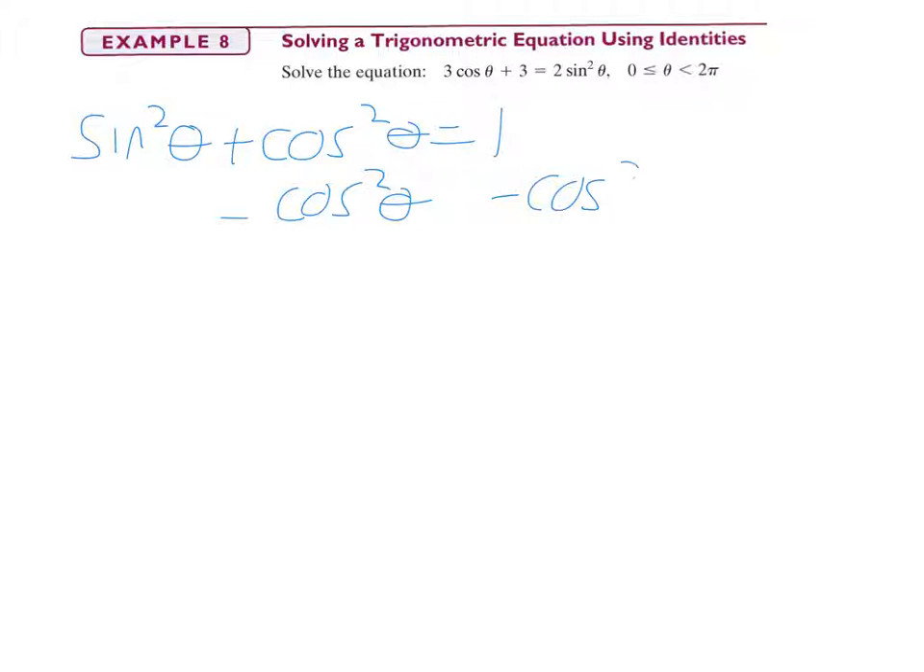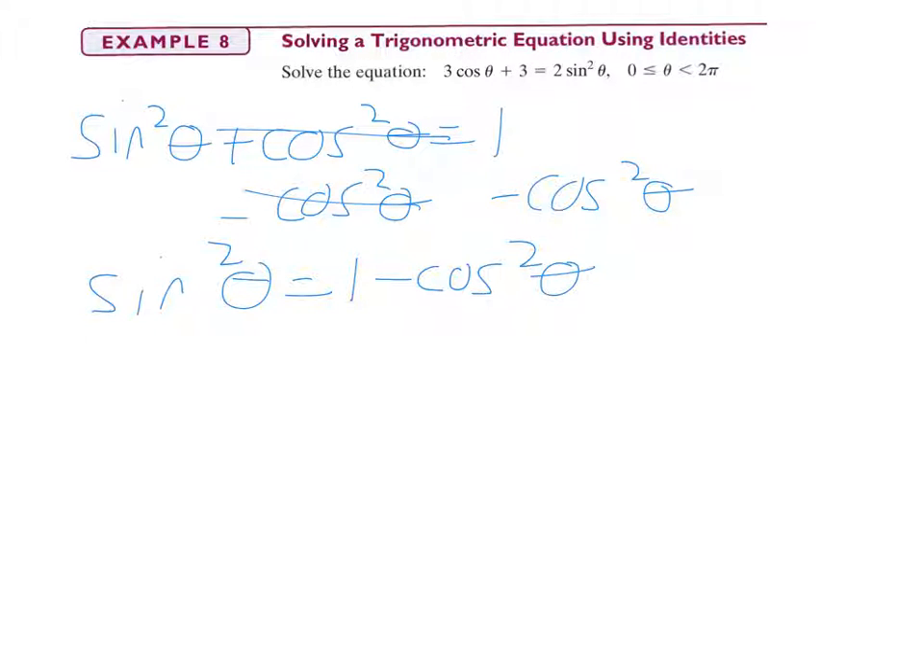Alright, so here's another example. Solve this equation: 3 cosine of theta plus 3 is equal to 2 sine squared of theta. Now we have a sine squared, but we have cosine, so we need to get one of them to look like the other. It might be easier to get the sine squared to look like cosine squared, because remember the trig identity we have, sine squared plus cosine squared is equal to 1. If we subtract cosine squared from both sides, you have sine squared is equal to 1 minus the cosine squared.